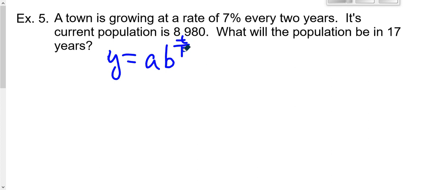Alright, so that's easy. We know we are looking for the population in the future, so this is the final one, so that means we should know all this. So let's plug in the numbers. A, the initial population or the current population, 8,980. You can put the bracket, it's up to you, or you can just leave that. And then if you look at the growth rate, in this case, not doubling, not tripling, not half-life, so that's 7%.